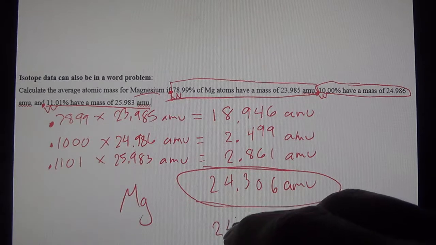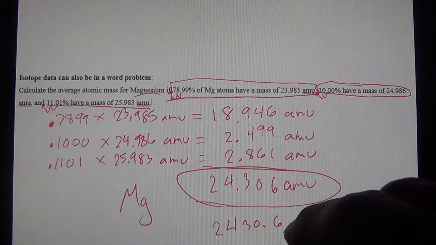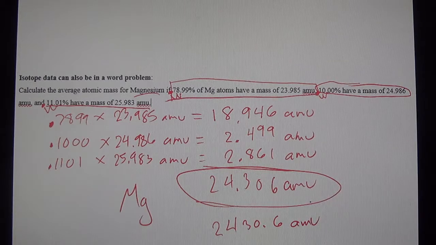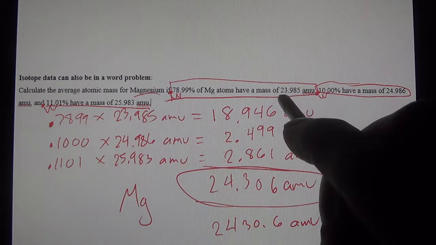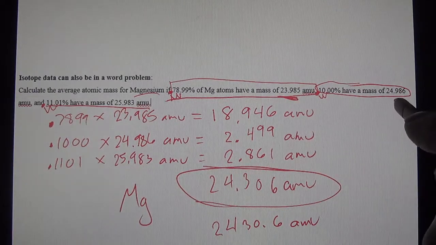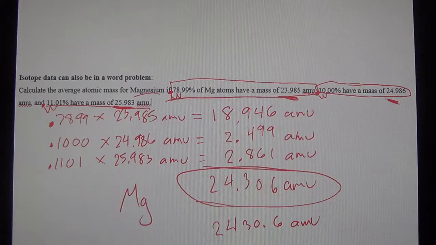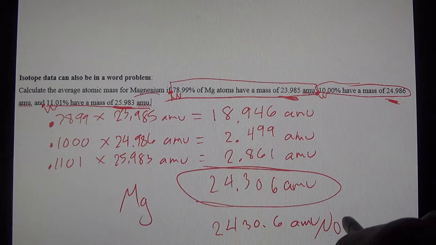Your answer would have been 2,430.6 AMUs. If you were to pause, and I recommend you do this, don't ignore it like you're some genius, because you're not yet. Do take a moment to check. Ask yourself, with a mass of 23 something here, 24 something here, and 25 something here, would it make sense for the average to be 2,430.6? I hope you would say no. That does not make sense.